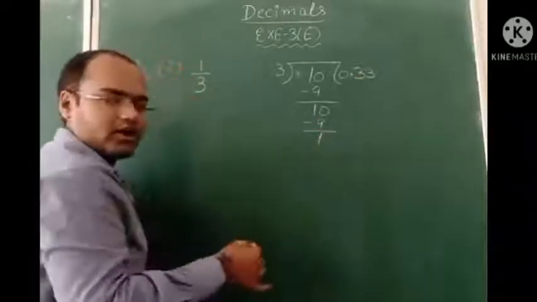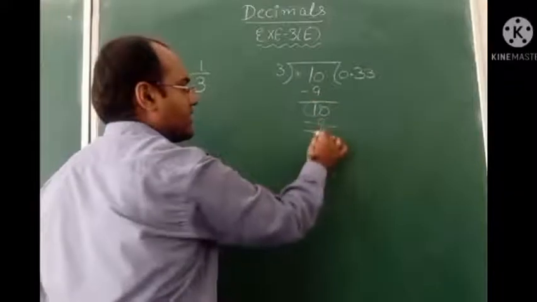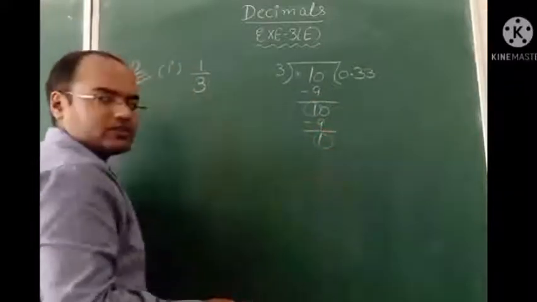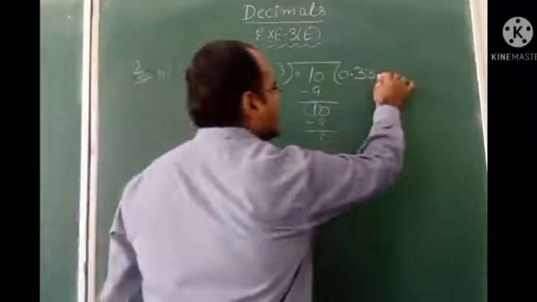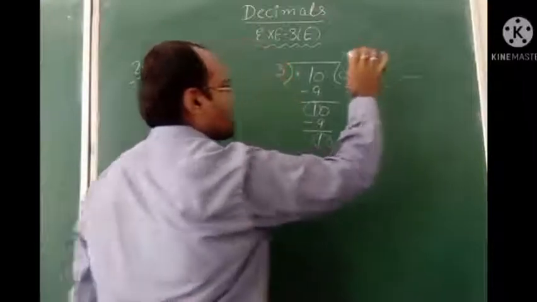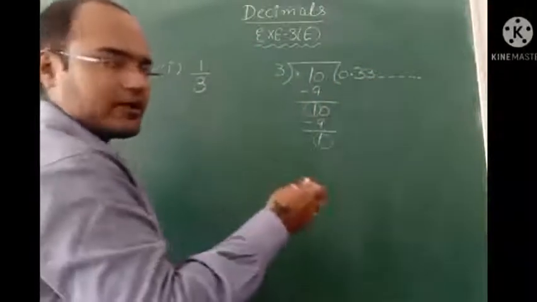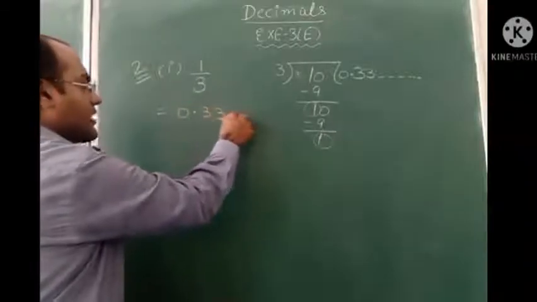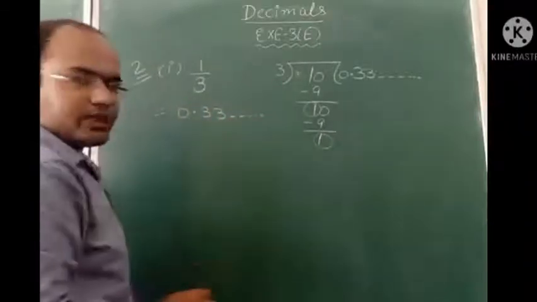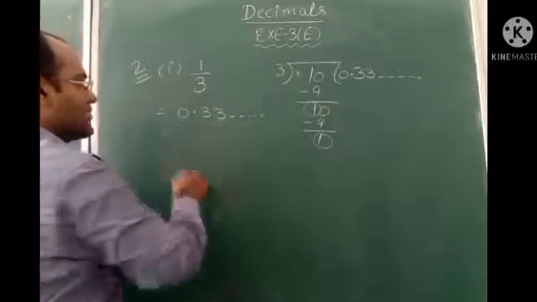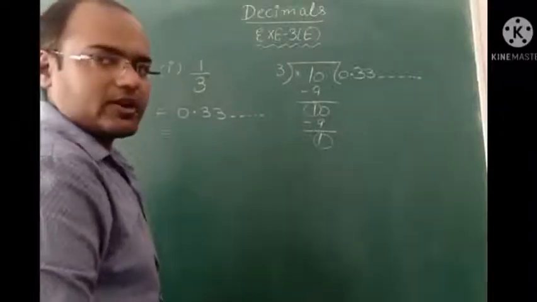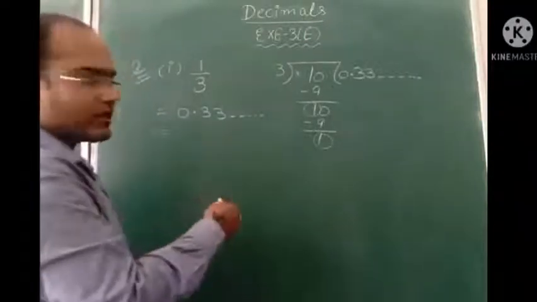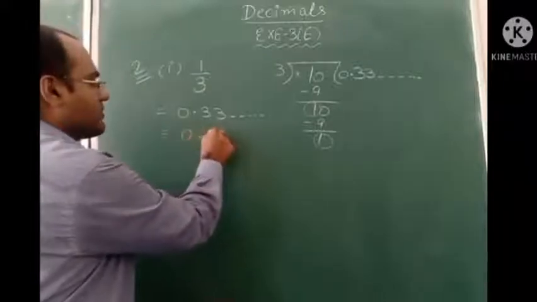So here what you are observing, every time we are getting same remainder. That means this answer will keep on coming like this only. It will repeat. So we will write it here 0.33 and so on. It will go on repeating. Such answers are known as recurring decimal. Recurring means repeat hona.